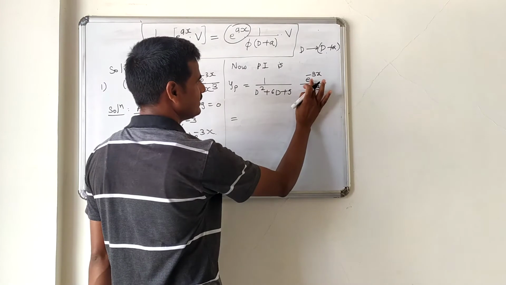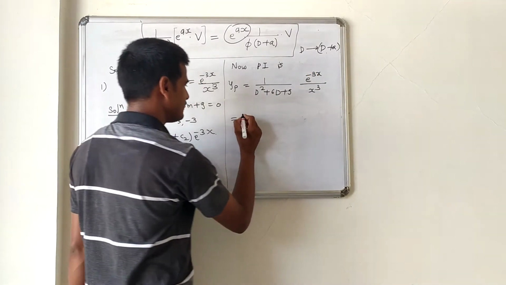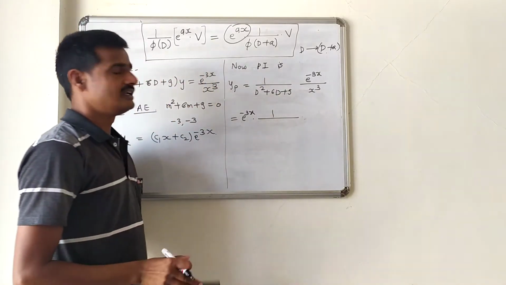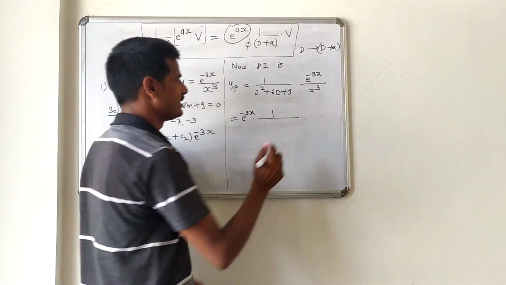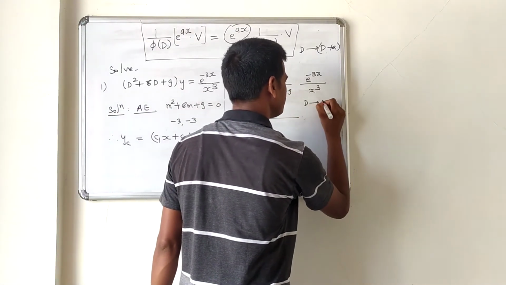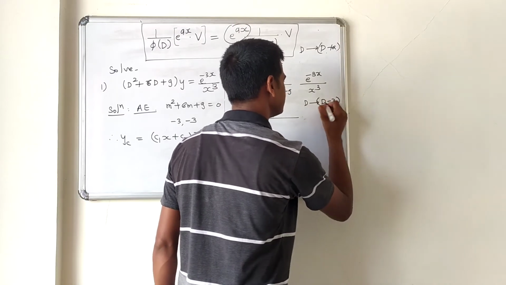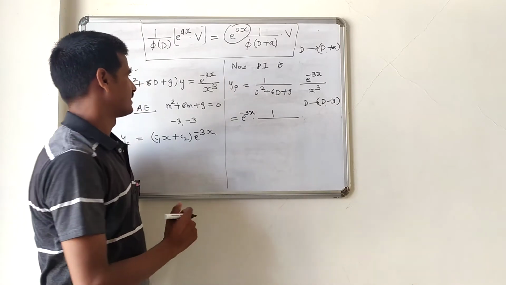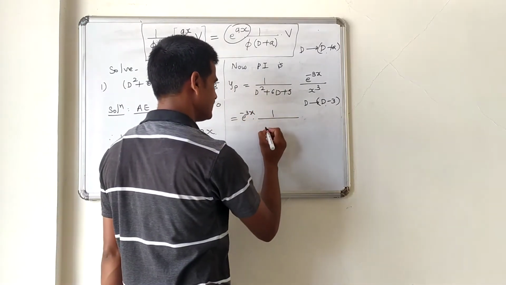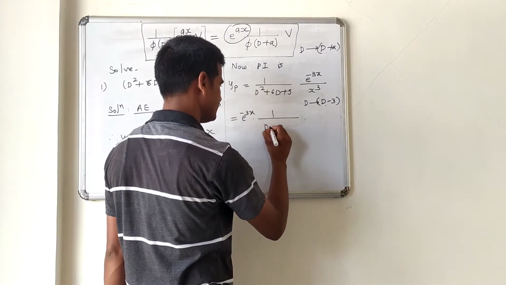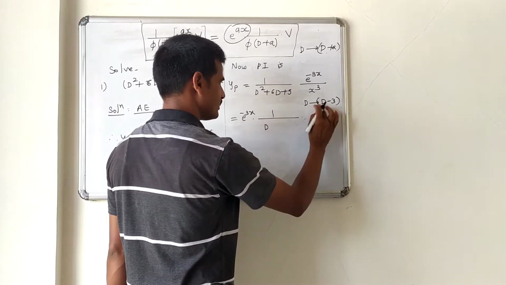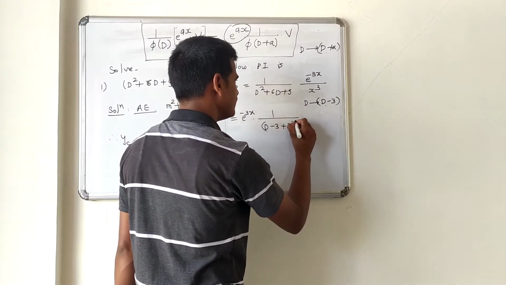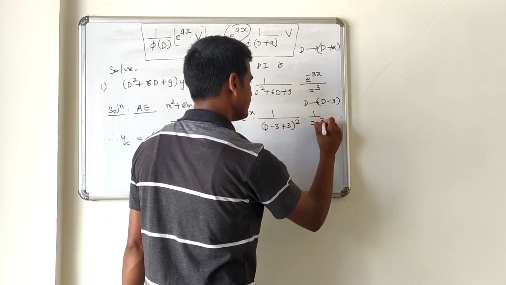So I write e to the power minus 3x to the left of this operator and replace d by d minus 3. In fact this is (d plus 3) whole square. So replace d by d minus 3. So (d minus 3 plus 3) whole square, operated on 1 upon x cube.